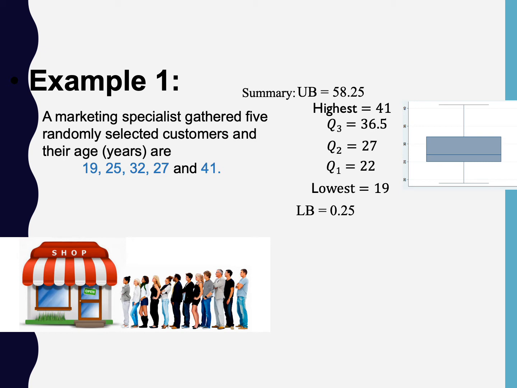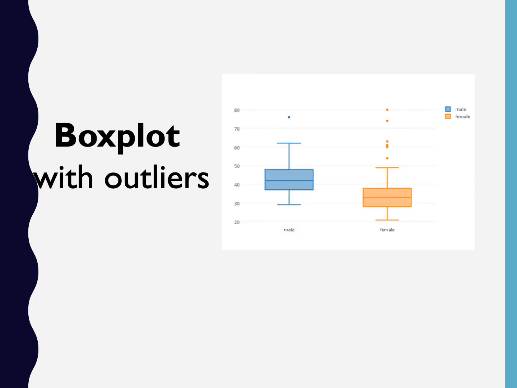Now, the upper bound and the lower bound of the data set actually tell us if the data set has an outlier or has outliers. So if the value goes beyond the upper bound and the lower bound, then those values are already considered as outliers. So if you're going to plot or create a box plot with outliers, this is what it looks like. So there are dots or points outside of the box plot and beyond the maximum and minimum part of your box plot.